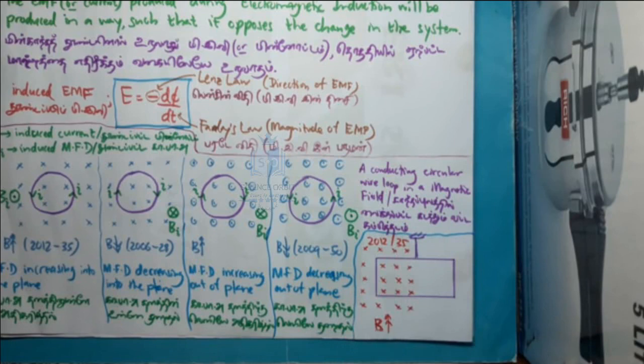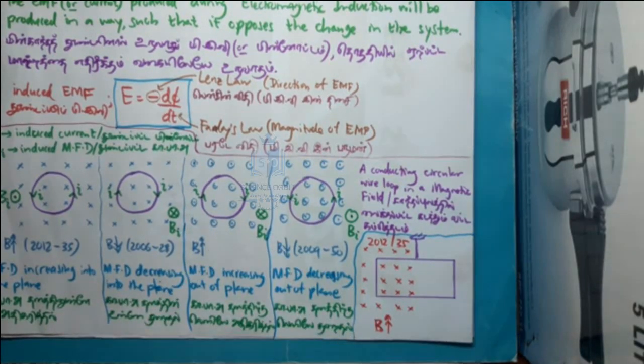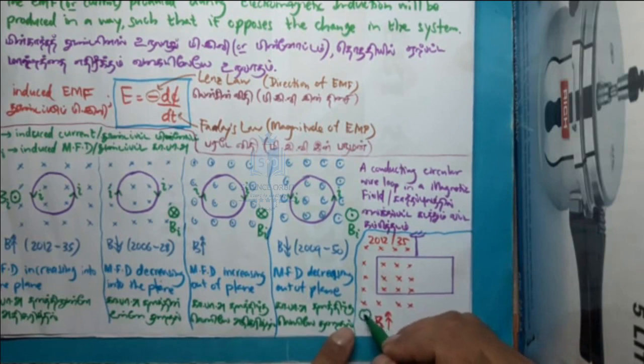Magnetic flux is increasing into the plane. So the magnetic flux which is induced must be created out of the plane, okay, out of the plane to oppose that. I will mark the induced magnetic flux out of the plane. B_I, induced magnetic flux density.